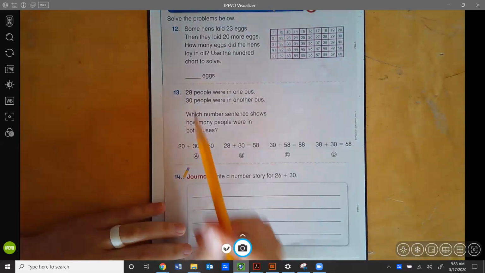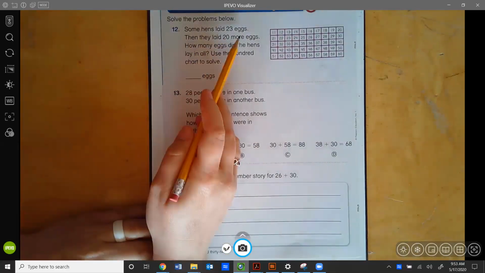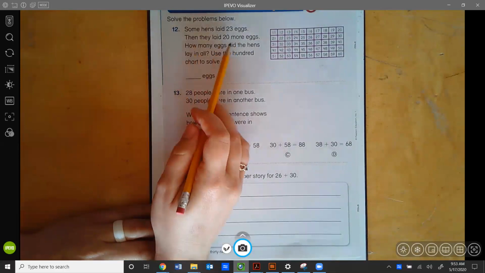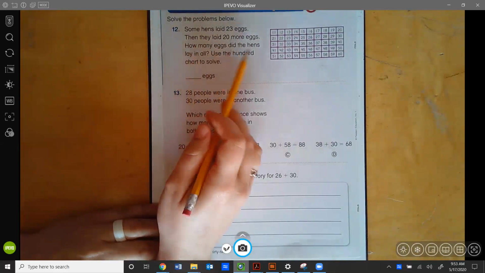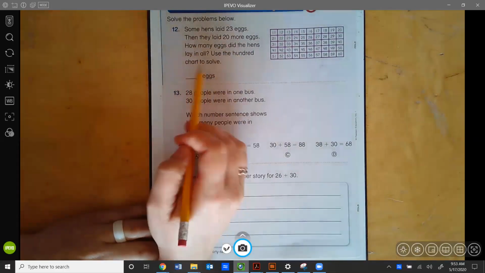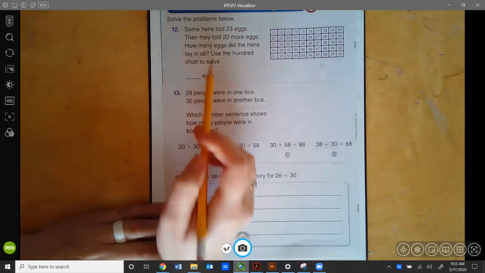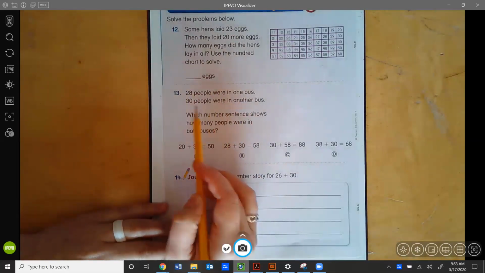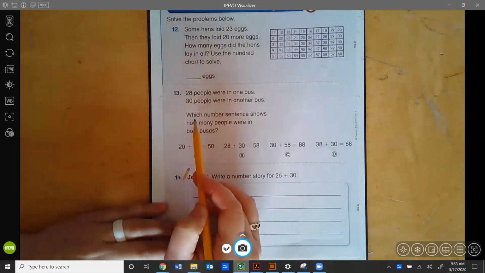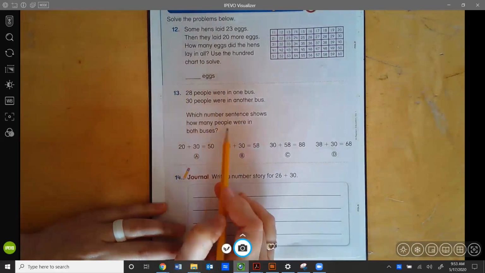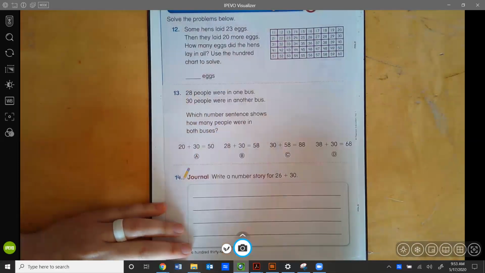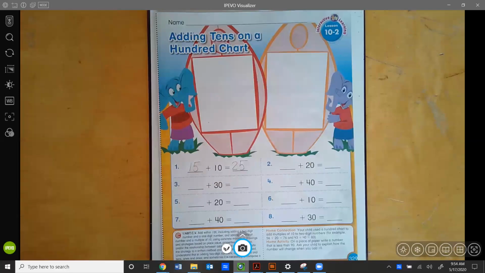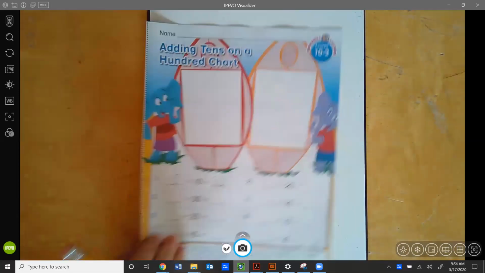Number 12, some hens laid 23 eggs. Then they laid 20 more eggs. How many eggs did the hens lay in all? Use the 100 chart to solve. Number 13, 28 people were in one bus. 30 people were in another bus. Which number sentence shows how many people were in both buses? And then you're going to select your answer. And then, like I said, come back over here if you want to challenge yourself, make up your own problems.